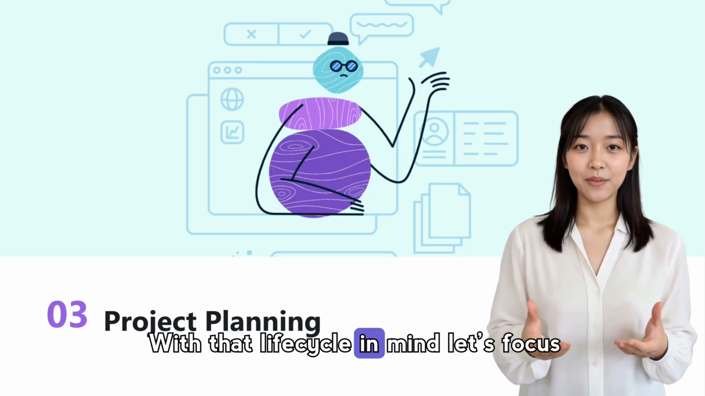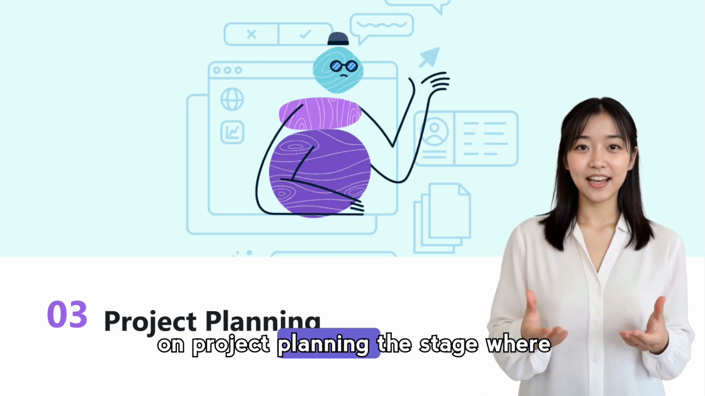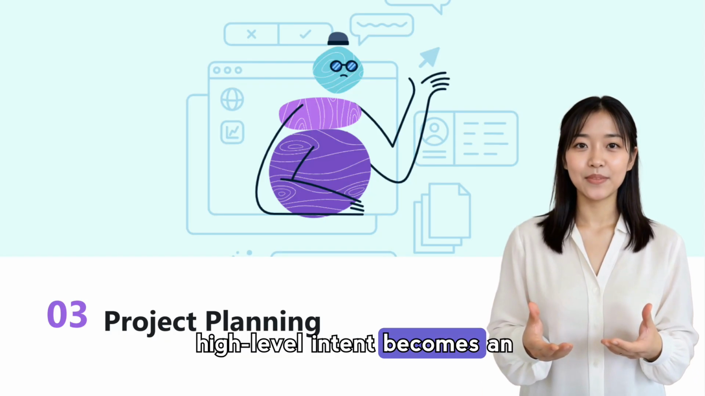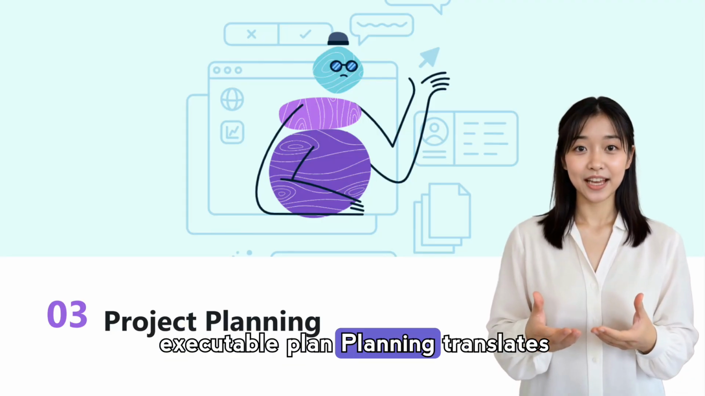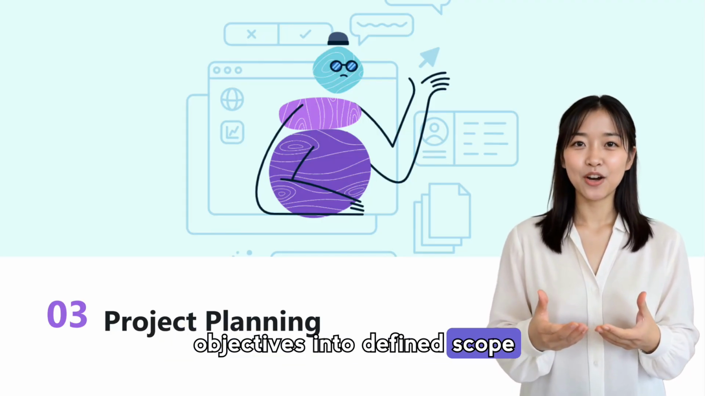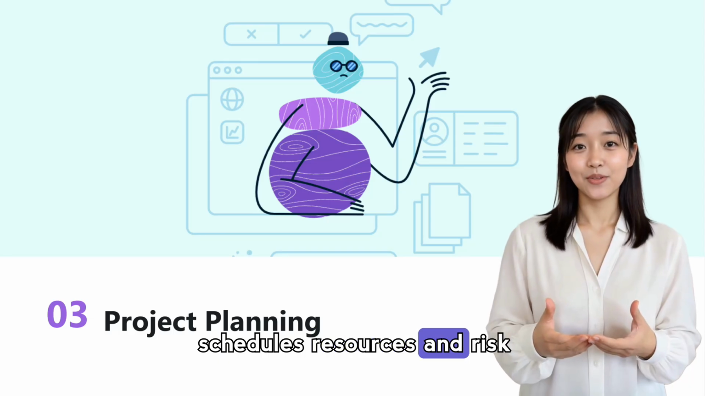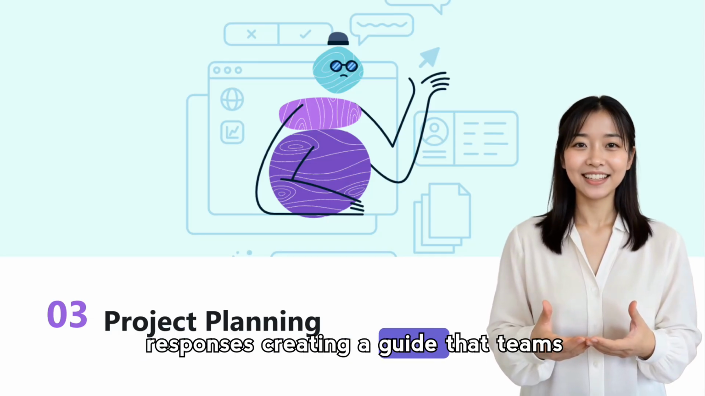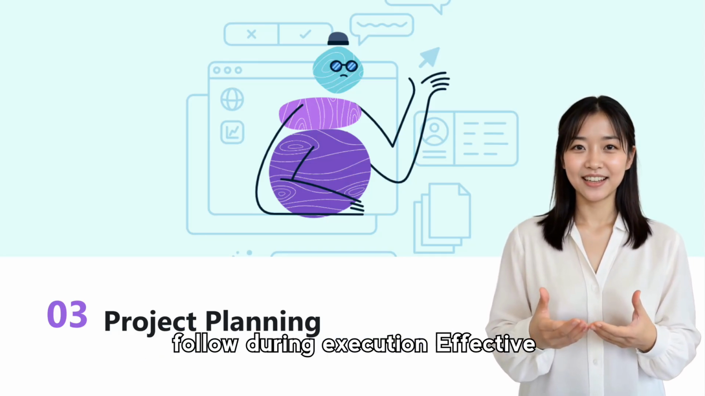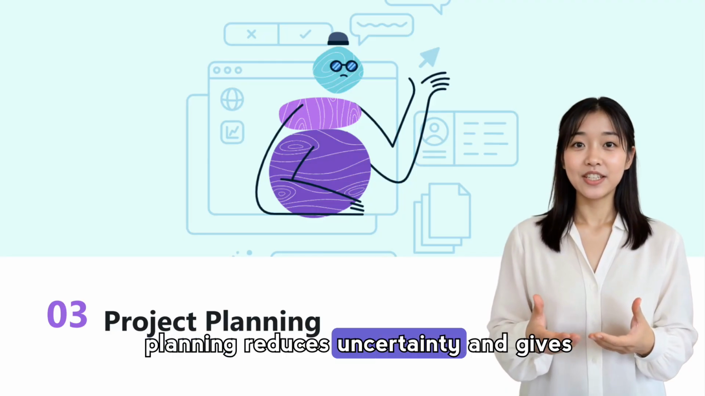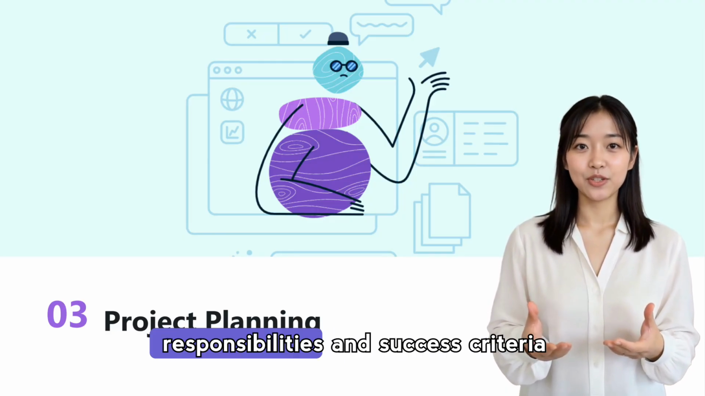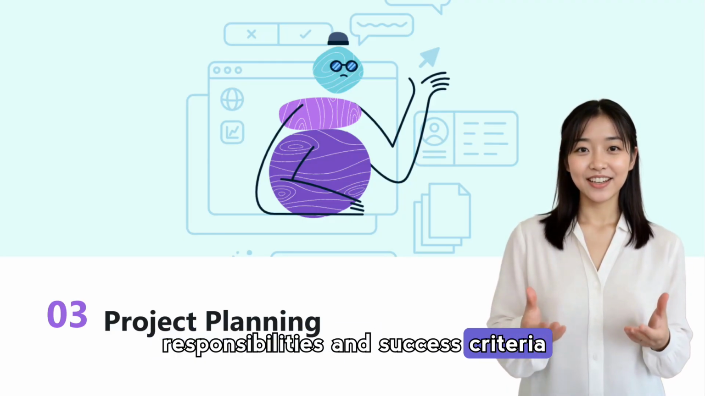With that life cycle in mind, let's focus on project planning, the stage where high-level intent becomes an executable plan. Planning translates objectives into defined scope, schedules, resources, and risk responses, creating a guide that teams follow during execution. Effective planning reduces uncertainty and gives everyone a clear picture of responsibilities and success criteria.